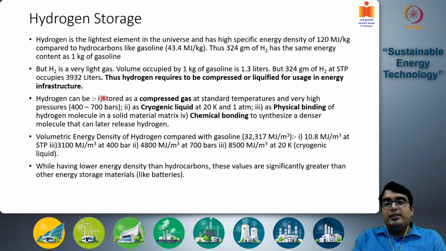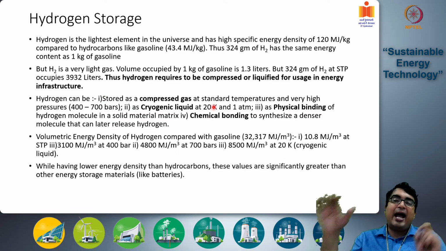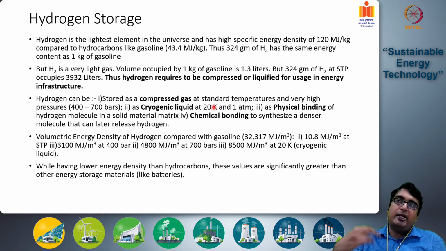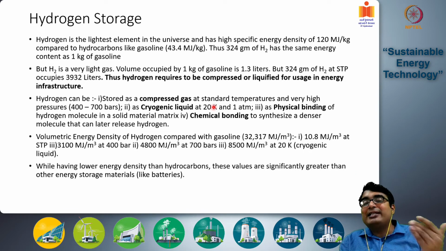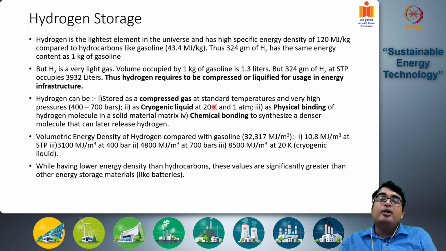The second option is you convert hydrogen into liquid at very low temperatures. So this is called a cryogenic liquid. Liquefied hydrogen: the hydrogen liquefies at extremely low temperatures, around 20 kelvins at 1 atmosphere pressure. So if the pressure is 1 atmosphere, then hydrogen will become a liquid at around 20 kelvins. So 20 kelvins, you understand, just 20 degrees above absolute zero. Okay, so it is basically around minus 253 degrees centigrade. So it's extremely low temperatures.